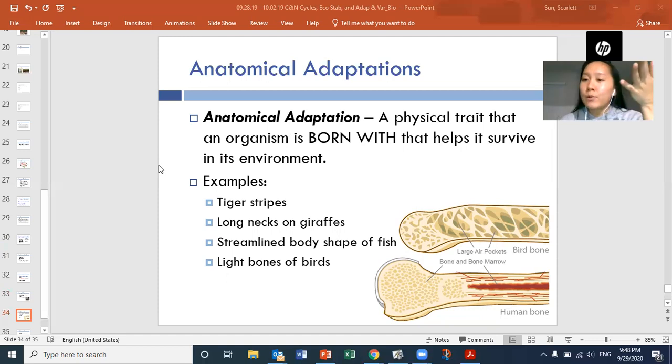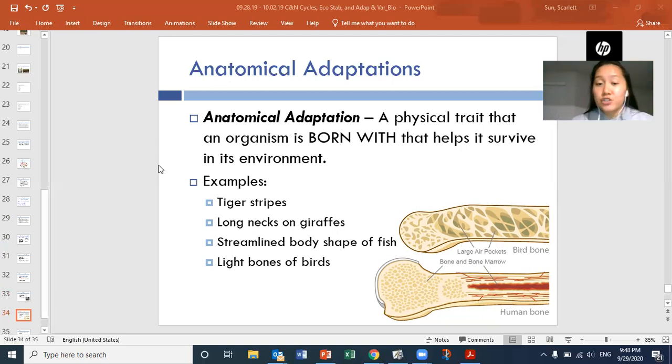Okay, so the example was the one that I said earlier with tigers having stripes, right? The stripes help them blend in with the grass, so it helps them hunt and catch their prey better, right? They're born with stripes though. They don't just have stripes some times of the year and then sometimes they don't, right? They are born with stripes.